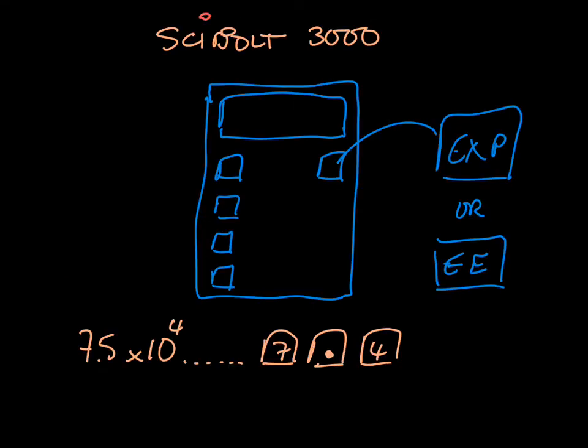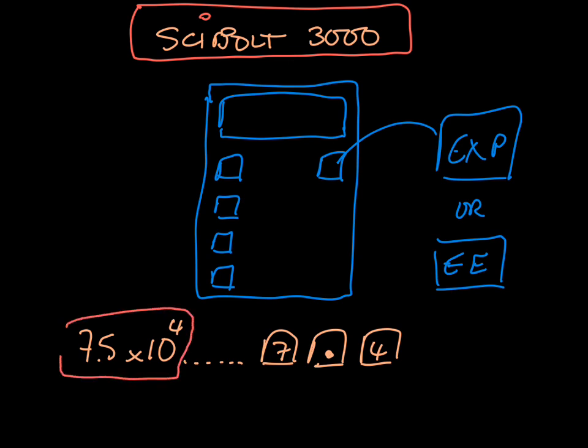Now, let's denote this in your calculator. Let's say you have a nifty calculator called the Cybolt 3000, and you want to put in this lovely number here, 7.5 by 10 to the 4, and you're wondering, how do I do it on the calculator? Well, it's actually quite easy. Calculators come with specific buttons which have EXP or EE usually on them, and they mean 10 to the something, 10 to the X.